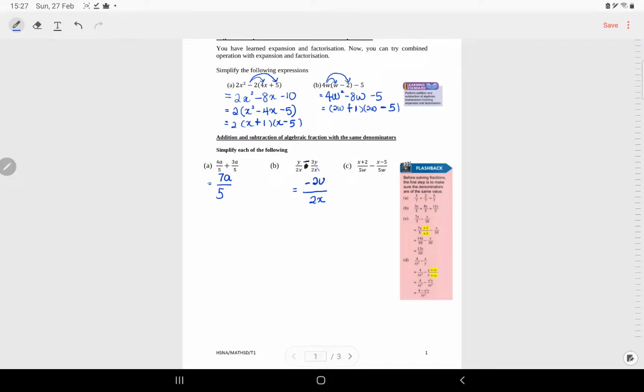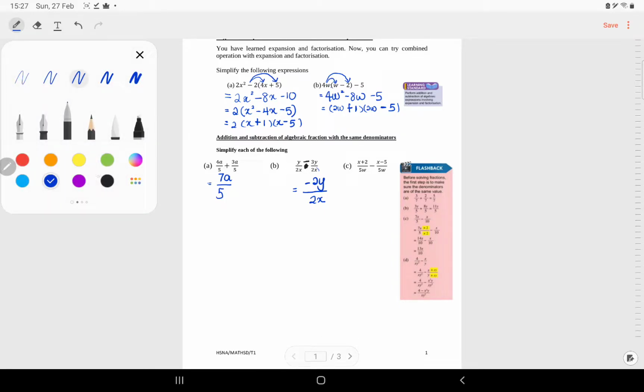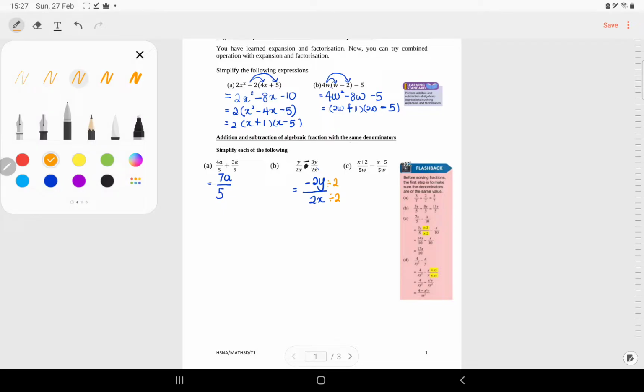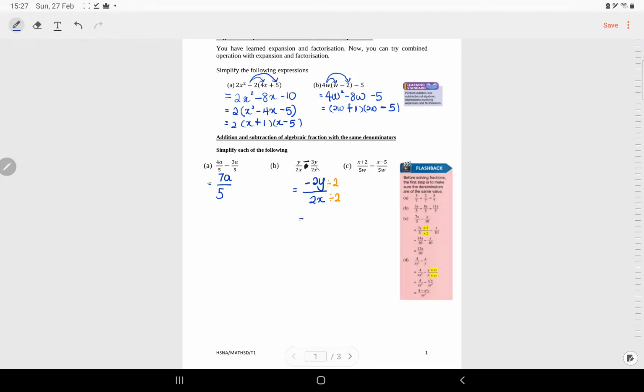negative 2y. Okay, and because I have 2 in my numerator and 2 in my denominator, I want to make it to its simplest form. So what I do is divide by 2 in the numerator. I also divide its denominator. So 2 divided by 2 will give me 1. So that will be negative y over x.